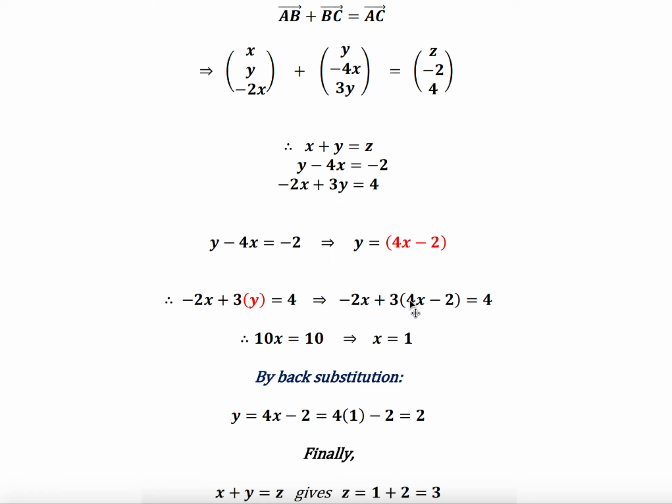Solve, here's 12x minus 2 being 10x. Here's negative 6, add them across, and you've got 10. Divide, you've got x equals 1. And then by back substitution, x of 1 can conveniently go right there to be 4 minus 2 to give you y of 2. And then once you have y of 2 and x of 1, you can plug it in back here to get that z has to be 3.